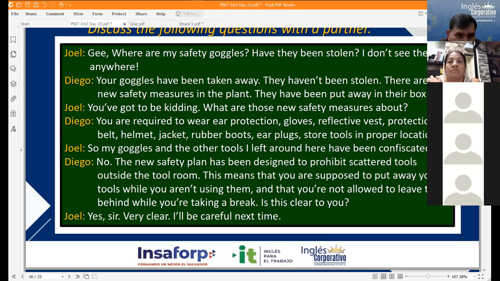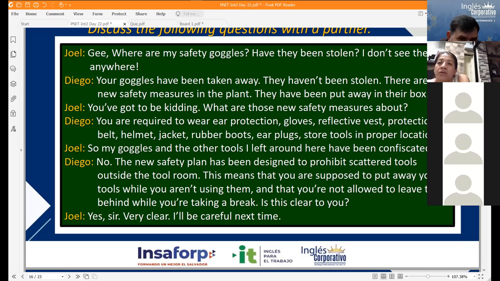Gee, where are my safety goggles? Have they been stolen? I don't see them anywhere. Your goggles have been taken away. They haven't been stolen. There are new safety measures in the plant. They have been put away in their box. You've got to be kidding. What are those new safety measures about?